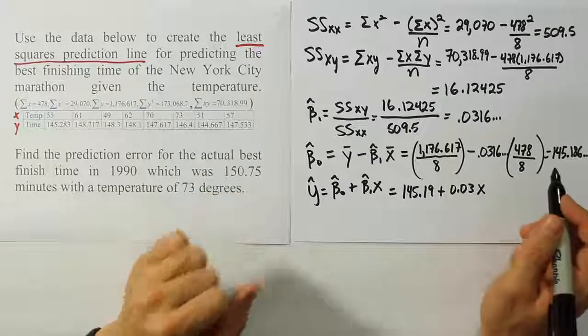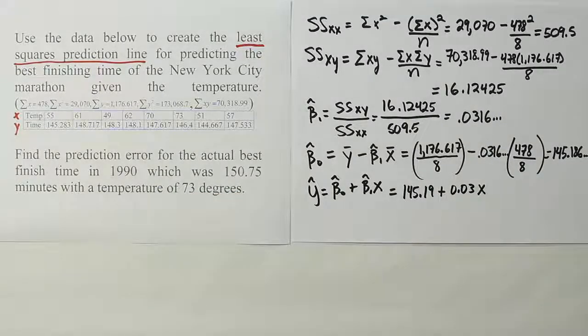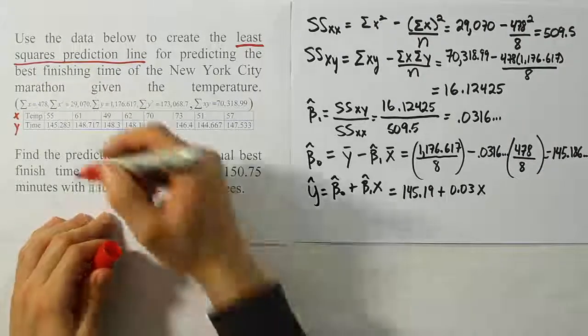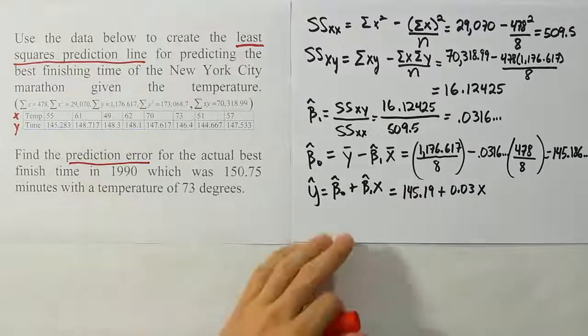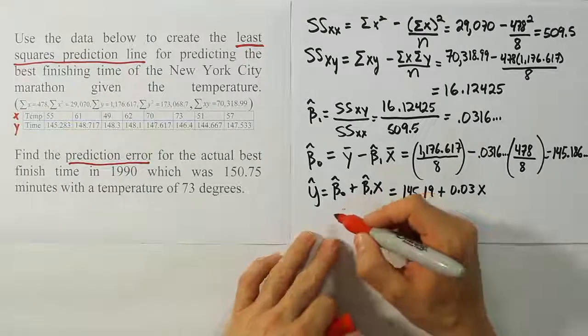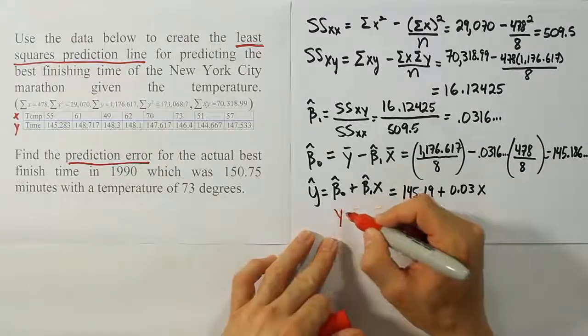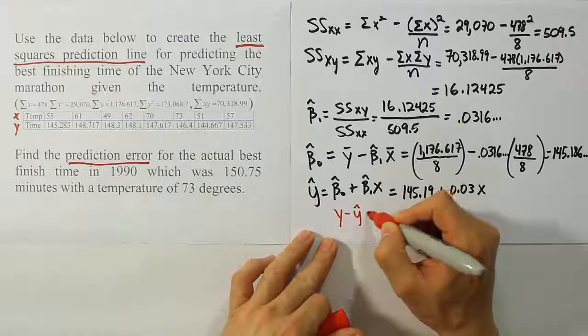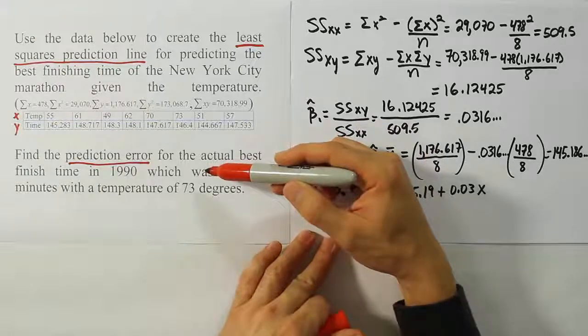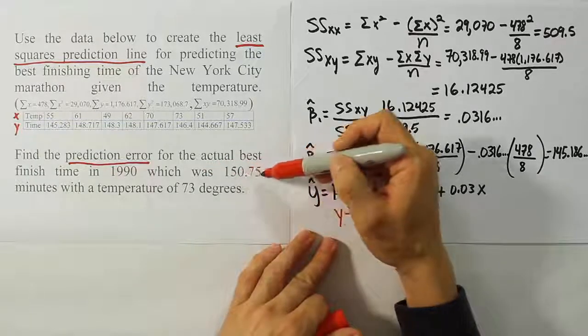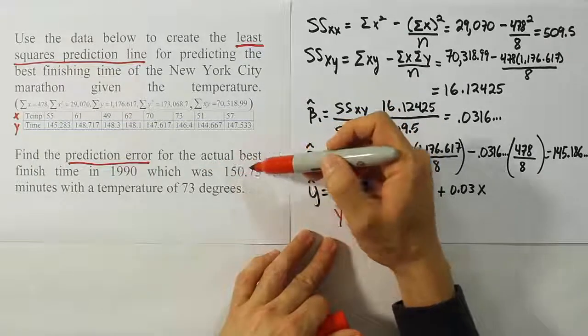Excellent. All right, now from there, our next part of the problem is to take that equation and put it to use. So what we want to do is use it here to get the prediction error, right? The prediction error. So it says find the prediction error for the test. All right, so to get the prediction error, what you have to do is basically do y, the actual y value, minus y hat, the value that you predict. Now, our actual y value in 1990 was 150.75. That was the best finishing time in 1990.